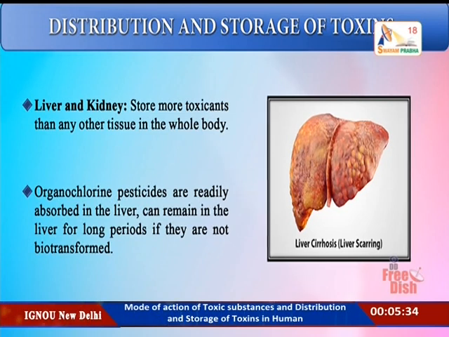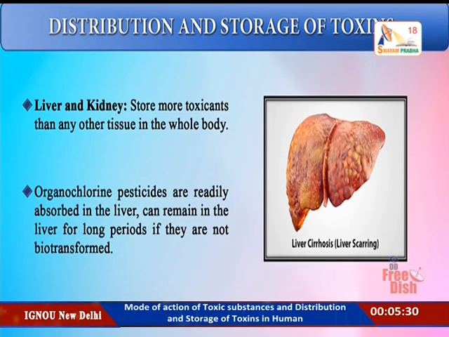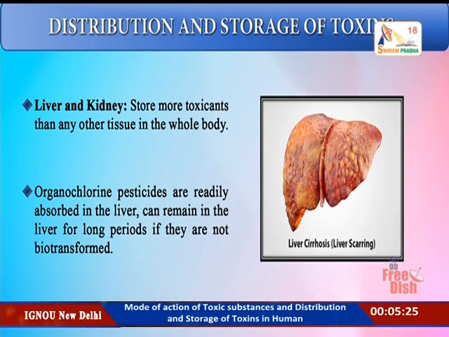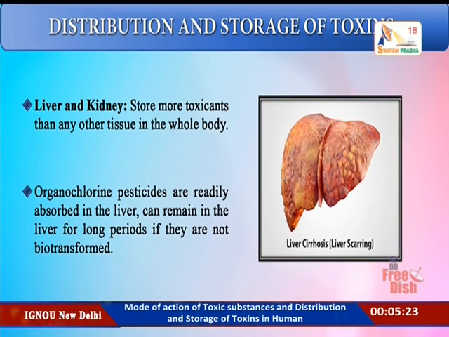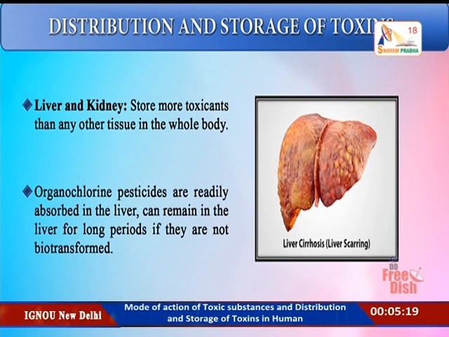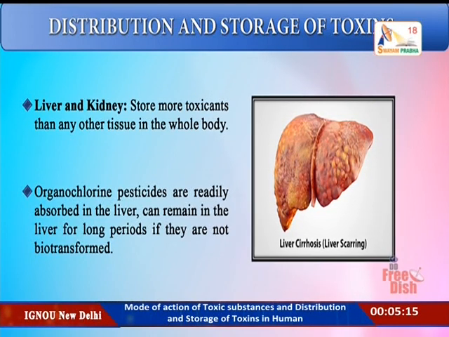Organochlorine pesticides, DDT for example, are easily absorbed in the liver, and here they can remain in the liver for long periods of time if they are not biotransformed. So in this figure you can see the liver cirrhosis and the scarring of the liver, which occurs when the liver is chronically affected with toxicants.